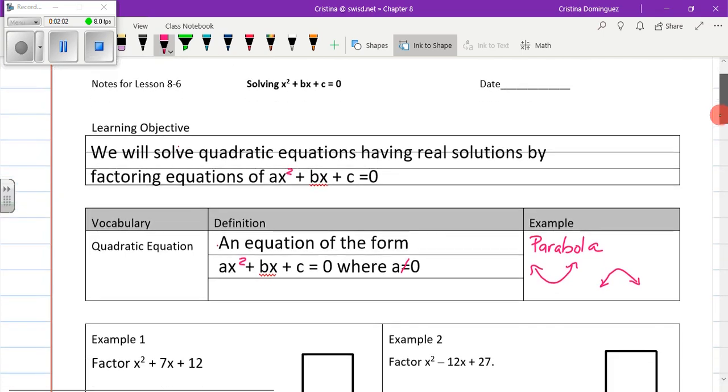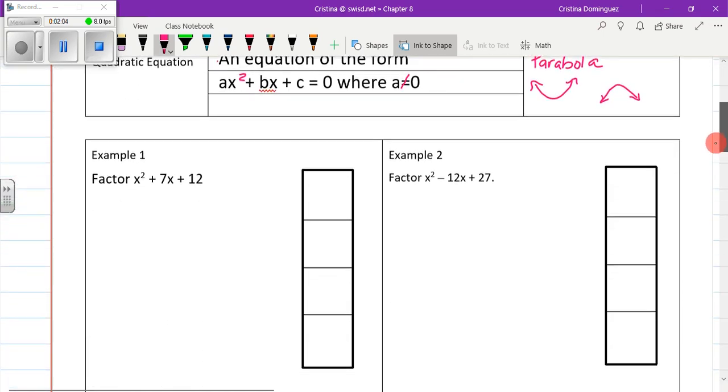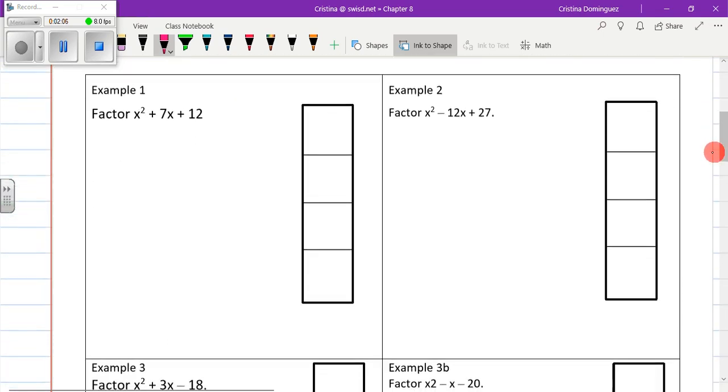Let's go ahead and get into our very first example. I'm going to go through all the examples today, and we will practice together. So the first one, example number 1. Remember when we were doing factor tables, we always want to add two numbers up, and we want to multiply two numbers down, right?